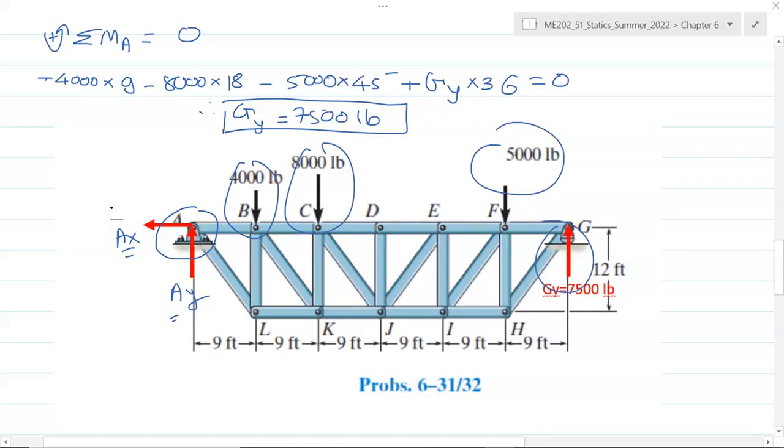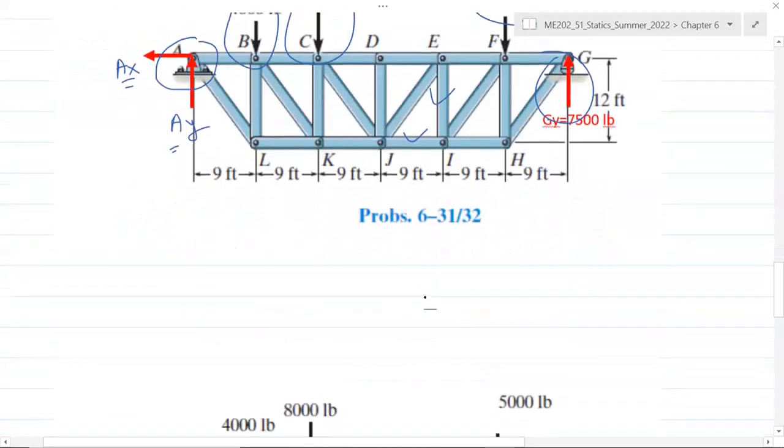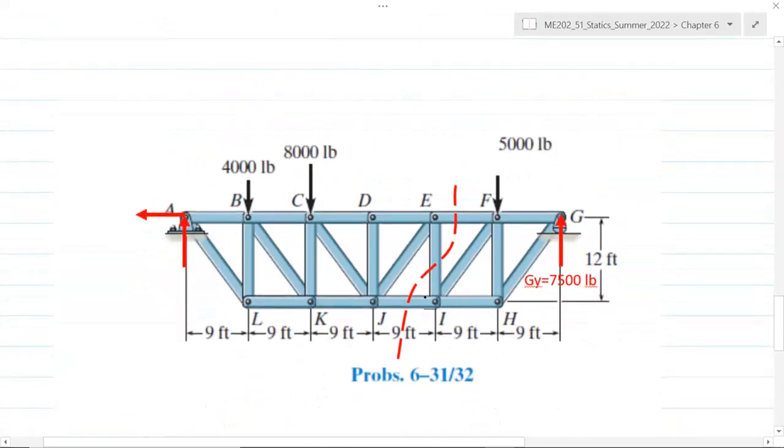Now the next step is to take the cross section. Because these two members are oriented in such a way that we cannot take a straight line section that passes through both EI and JI, we will take a curved section such as shown here. So our section is this red curve that goes through our members of interest, EI and JI. It also cuts the member EF, so we will expose that member also.